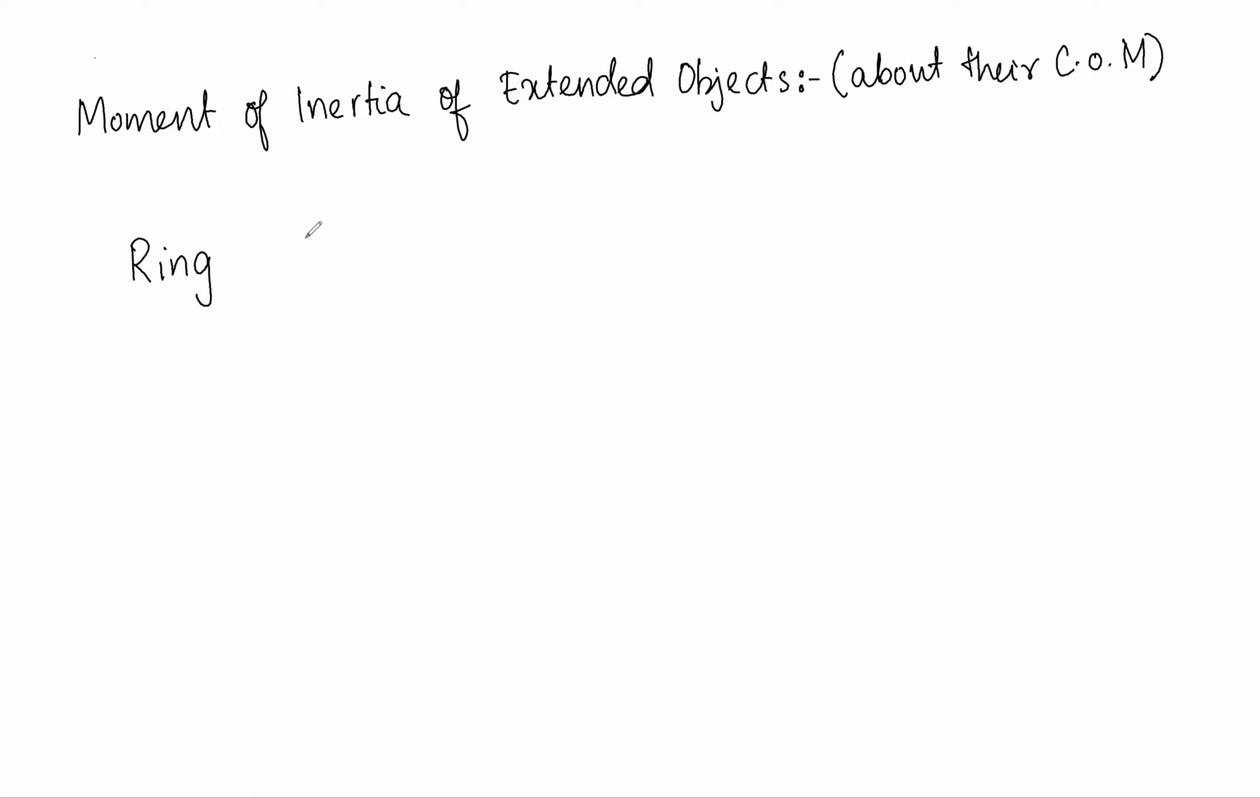So for a ring, the moment of inertia is equal to mr square. How does a ring look like? A ring looks like, of course, a ring, and then the mass is m and the radius is r. ठीक है? तो अपन इसका moment of inertia लेते हैं. The moment of inertia is equal to mr square. What is the moment of inertia of a disk? How does a disk look like? Kind of like a biscuit. ठीक है? तो half mr square.